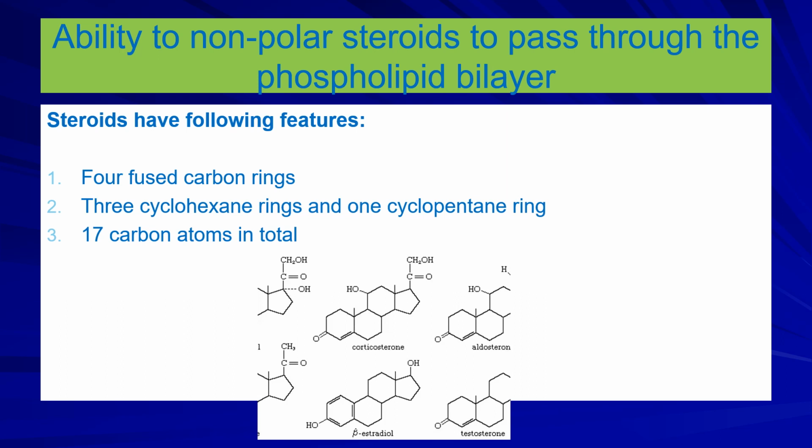You need to know that steroids have the following features. They have 4 fused carbon rings. So here, if we have a look at this one, corticosterone, this one has 1 ring there, 1 ring there, 1 ring there, and 1 ring there. So 4 rings of carbon. Now within these 4 rings, we have 3 rings that are cyclohexane rings. So we've got here 1, 2, and 3, and then 1 which is a cyclopentane ring. Okay, so that's that one there. And the whole steroid molecule has 17 carbons in total. So important for you to learn those key facts.